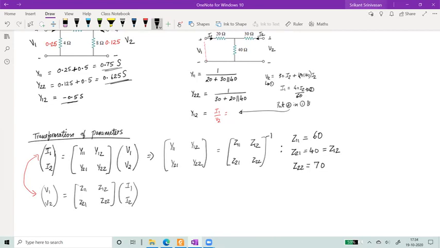Now I just need to find the inverse of the Z matrix. And what's the inverse of the Z matrix? We know that the inverse of this matrix is nothing but Z22, minus Z12, minus Z21. This is the inverse of any 2 by 2 matrix, so this is a standard formula that you can remember. This is divided by the determinant. And what is the determinant? Determinant is Z11 Z22 minus Z12 Z21.